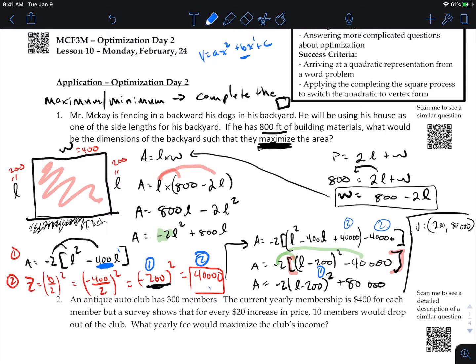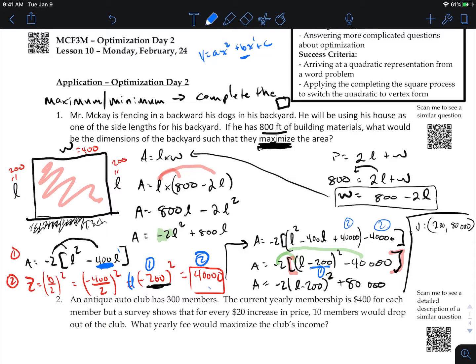There's the number 1. This is the shortcut. You just take this number and you write the variable in front of it and square it. It's basically you go like this: L minus 200 squared. And then write the minus 40,000, right? That's the completing the square.